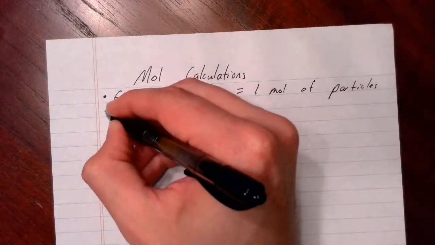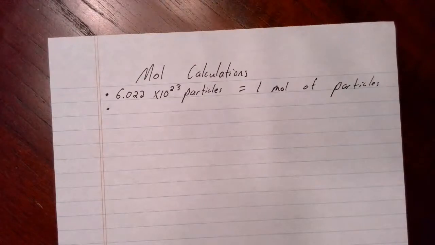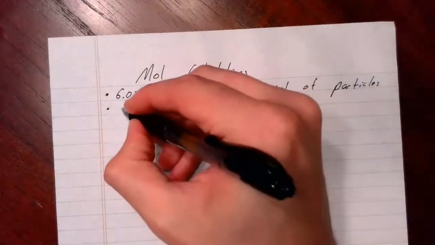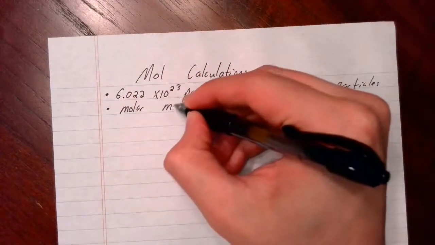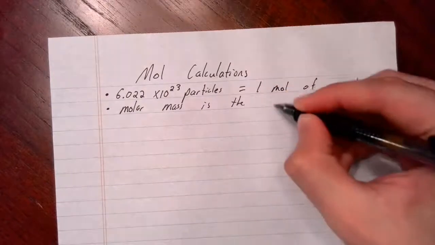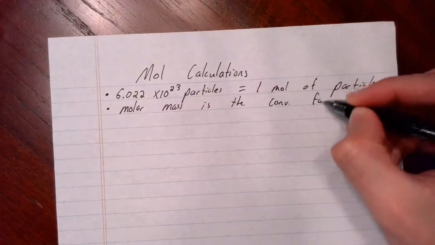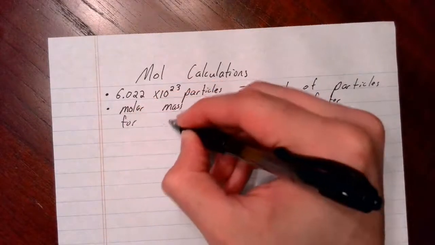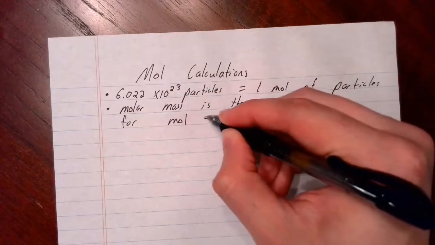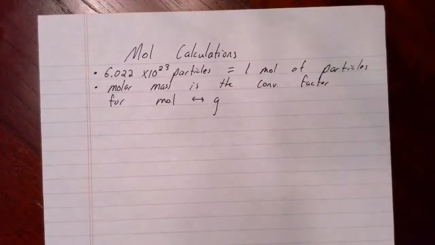Okay. So then the other conversion factor that we have takes us back and forth between moles and grams. So to go from moles to grams, we're going to use molar mass. It's different for every single atom and molecule, so I'll just write molar mass is the conversion factor for mole to grams. Okay, so that's how we go from moles to mass there, but it's different for every single atom or molecule that we have there.